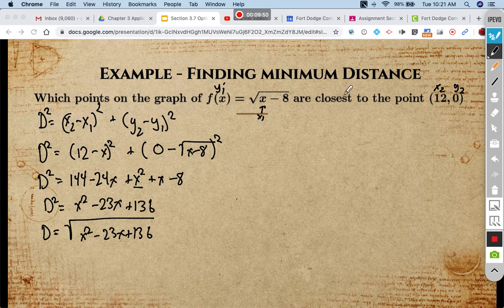Now if I look at my feasible domain, x has to be greater than or equal to 8. If I look at what that graph is going to look like, we start here at 8, and it's a square root going up like that. Here's our point (12, 0). Any point from here on can't be the closest value, because these points are all going to be farthest away from the point at 12. So I'm going to put this on a domain of 8 to 12.